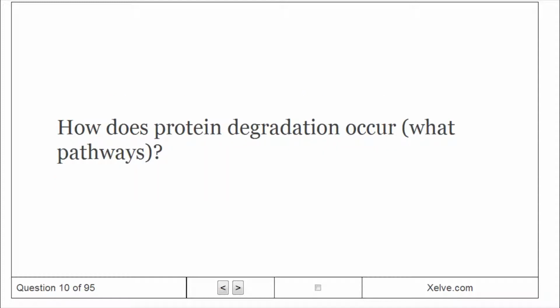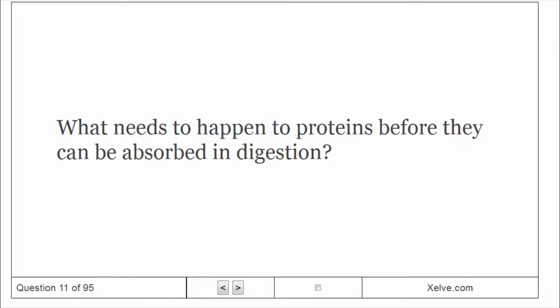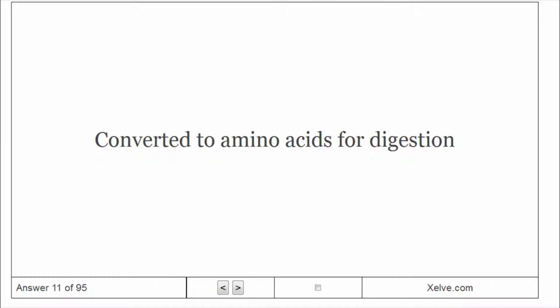How does protein degradation occur? 1. Ubiquitin, proteasome pathway. 2. Lysosomal hydrolases. What needs to happen to proteins before they can be absorbed in digestion? Converted to amino acids for digestion.